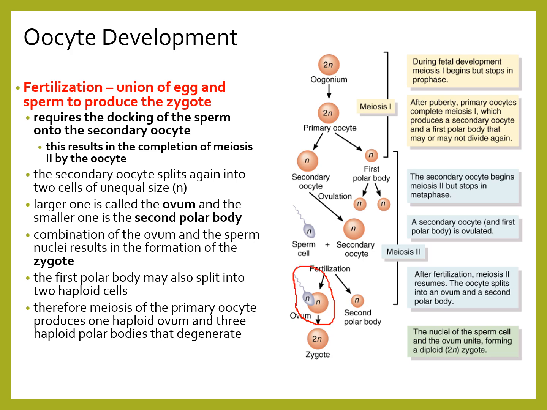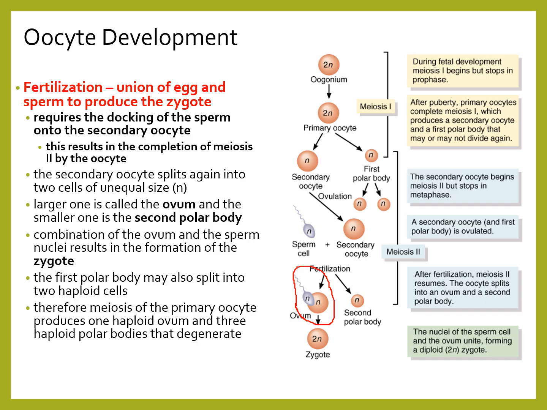It is this docking which will stimulate the secondary oocyte to complete meiosis II. So it will undergo the remaining stages of meiosis II. It will split into two cells of unequal size, a really big cell called the ovum, which has the sperm attached to it, and a smaller cell called a polar body.